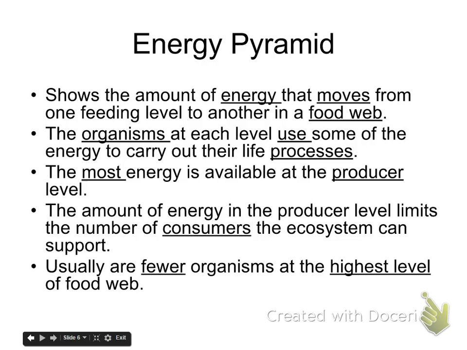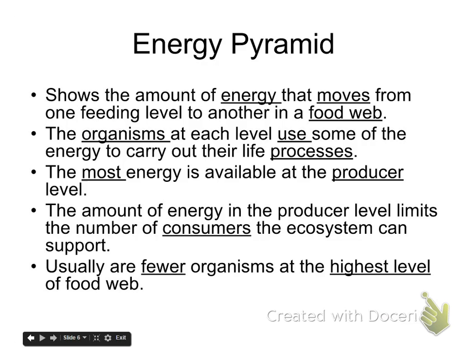So most energy is available at the producer level because that's where the first input of energy comes from, that sunlight energy. And that hasn't been used by anything else yet. So the producer gets 100% of that energy and then uses 90% of it, and 10% is left over for the next group. So that amount of energy in the producer level is really going to limit the number of consumers the ecosystem can support. So that's why we have this pyramid shape. Those producers at the base are supporting all other life.